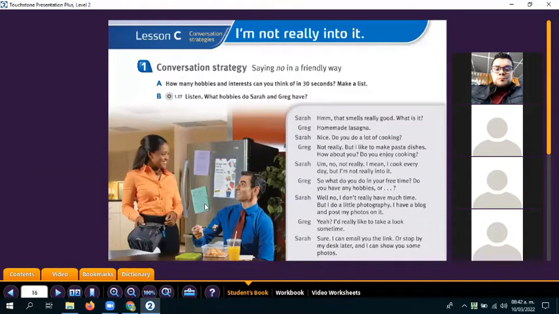Okay, so saying no in a friendly way. Whenever you want to say no, you mustn't say just no, right? There are some other ways in which you can say no in a polite way. So it says here, how many hobbies and interests can you think of in 30 seconds? Make a list. All right, so let's do this activity.